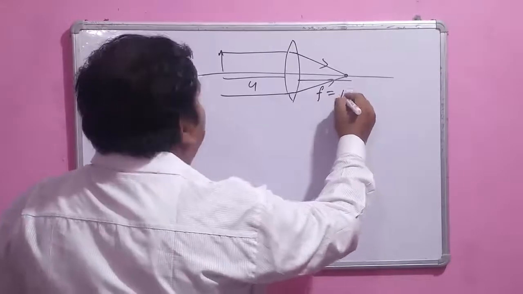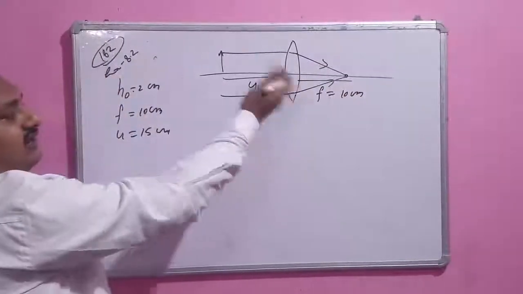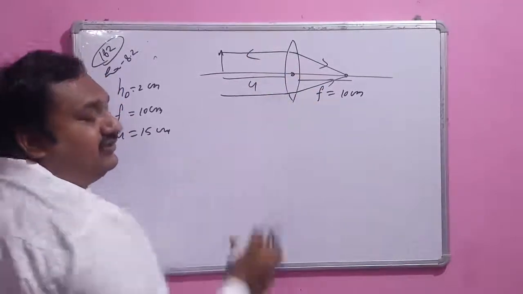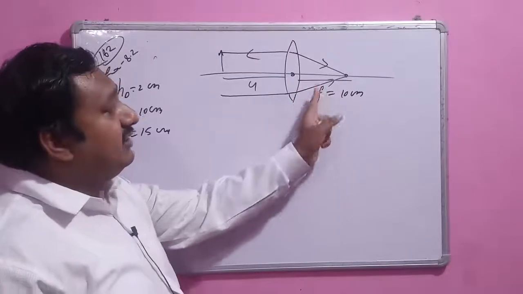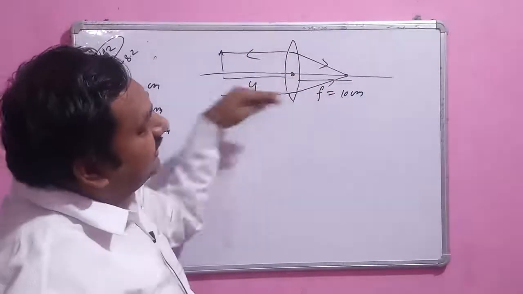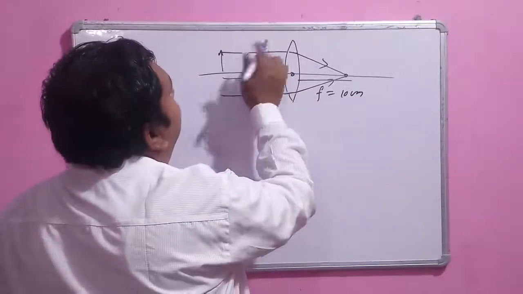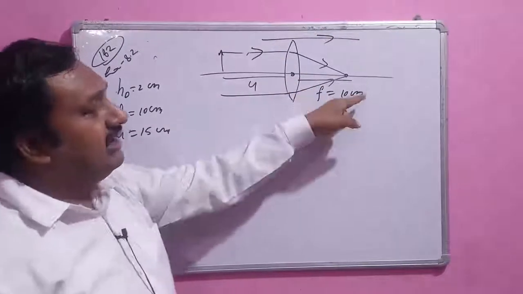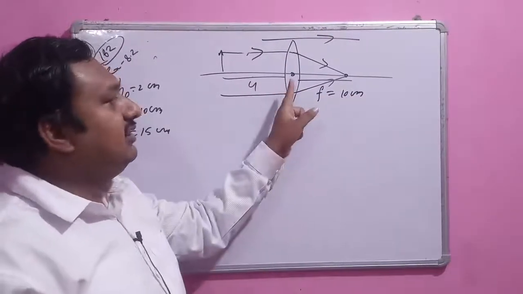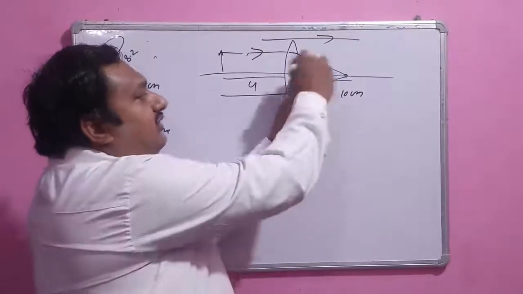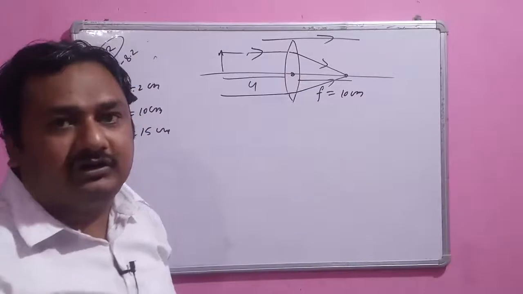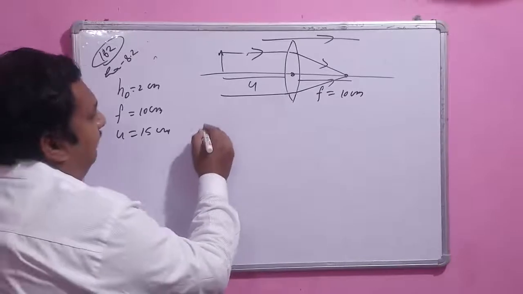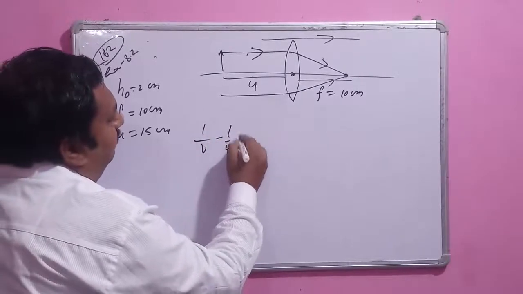Now you can easily understand what sign we have to assign. The object is at the left of the lens, opposite to the direction of the incident ray, so u is considered negative. And f is considered positive because the focus is in the direction of the incident ray. When you measure the focus from the optical center, you go in the direction of the incident ray. All the distances which are in the direction of the incident ray are considered positive. So now apply the formula: 1 upon v minus 1 upon u equal to 1 upon f.